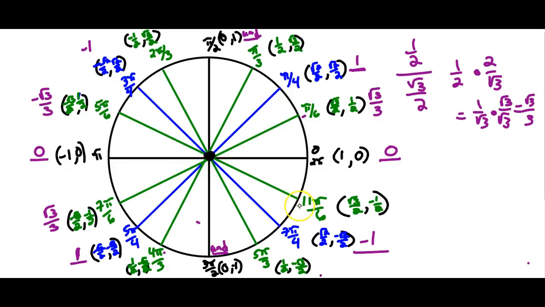If I look at 11 pi over 6, same values there in the x and y spots, except the y value is negative and the x value is positive. Negative divided by a positive is going to be a negative. So it's going to be negative square root of 3 over 3.